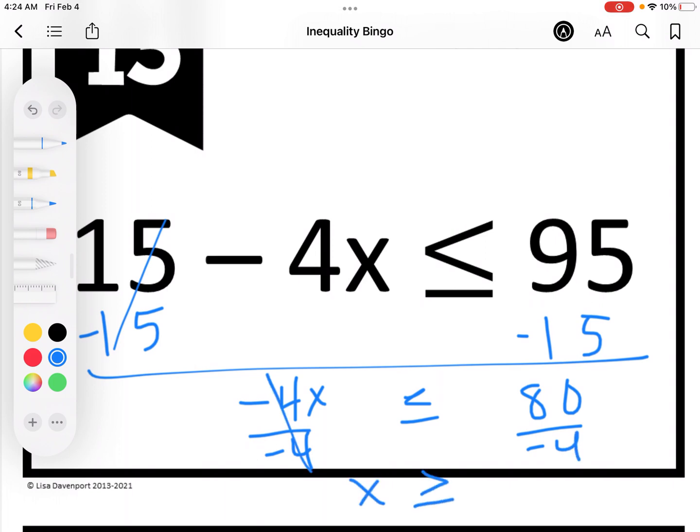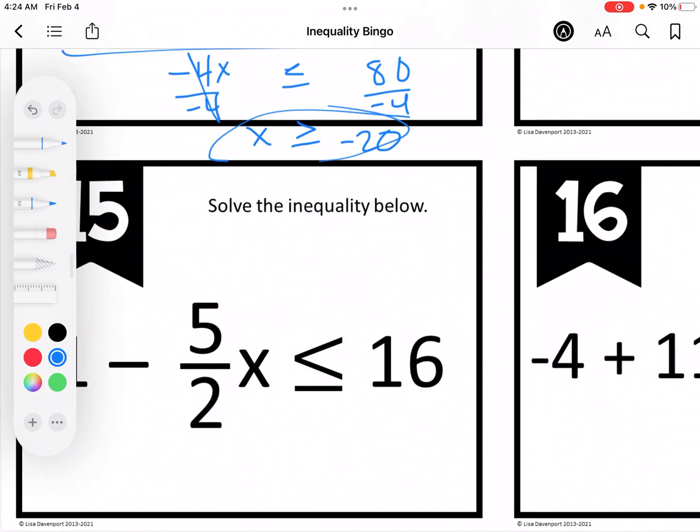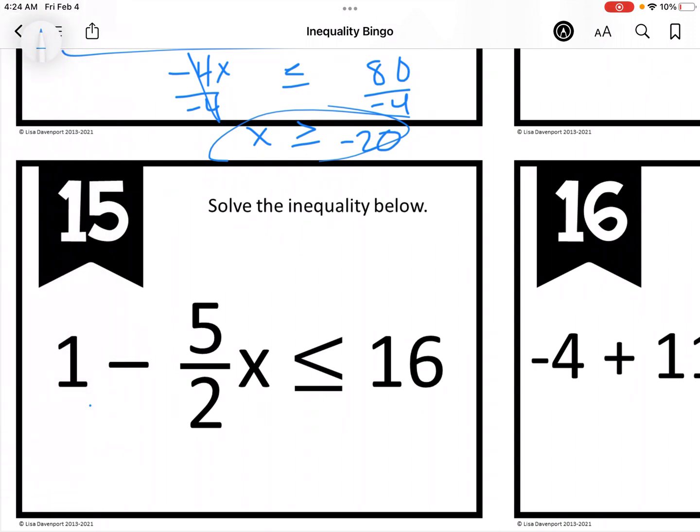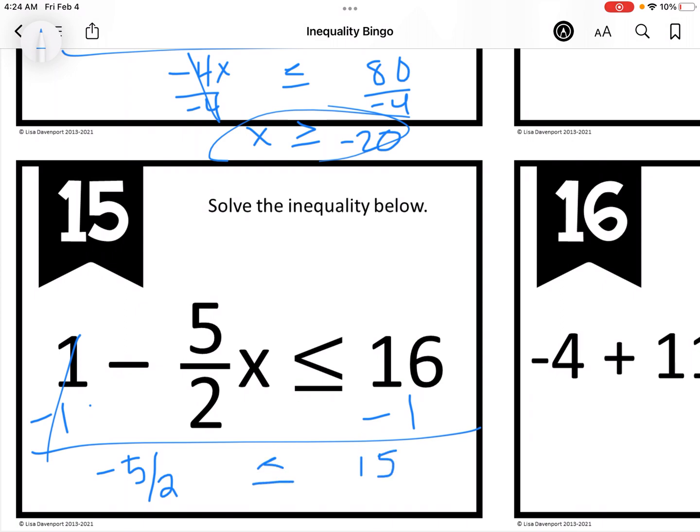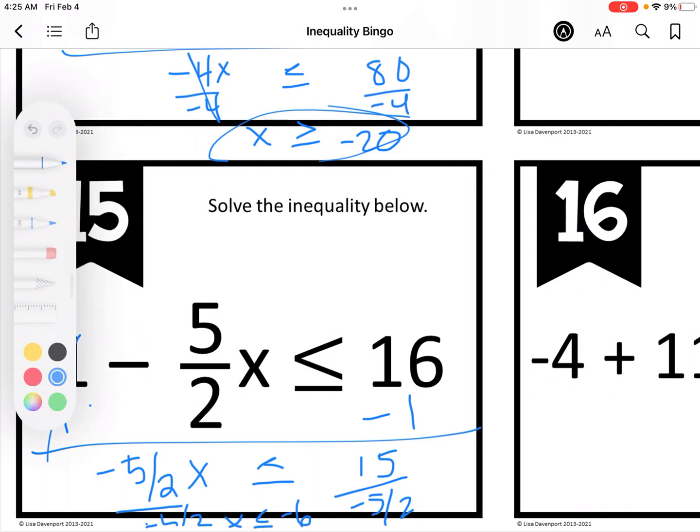So this one I'm dividing by a -4. That's why I'm reversing that inequality. Just left that X off. I didn't reverse my inequality either.